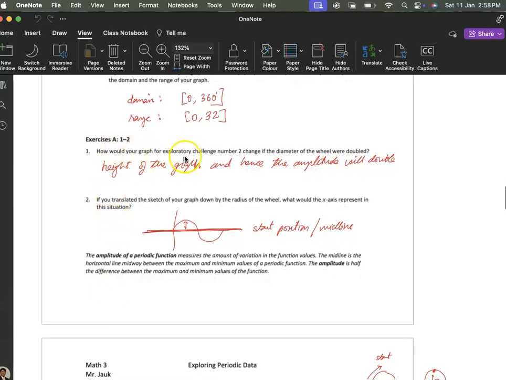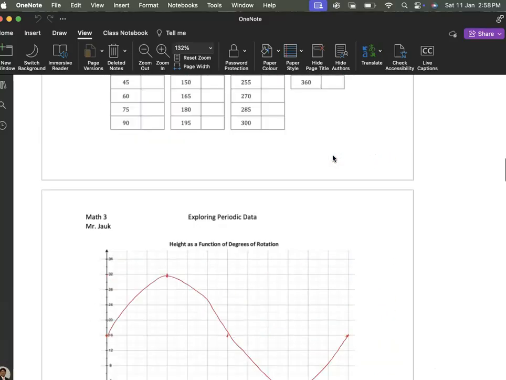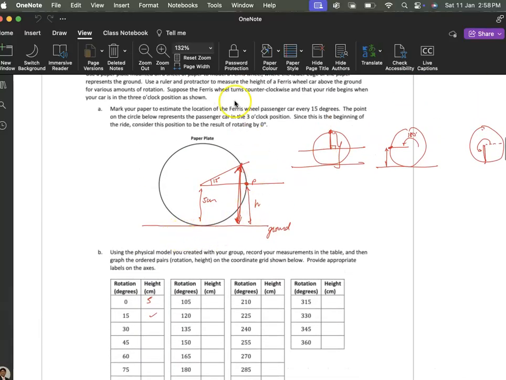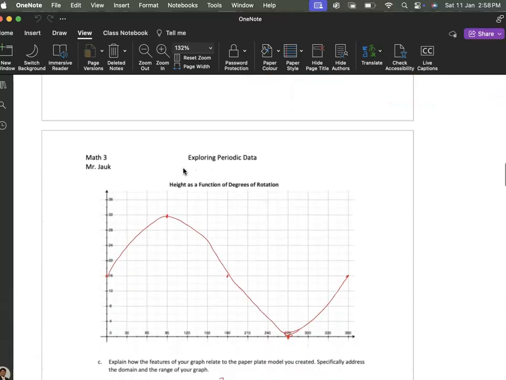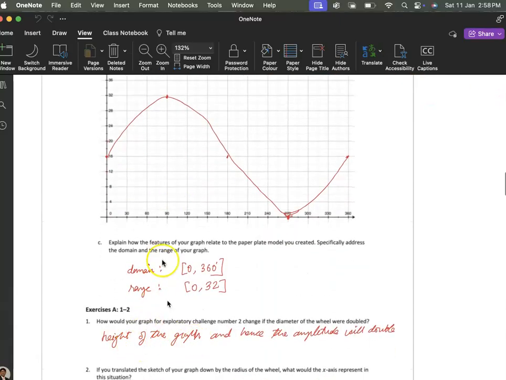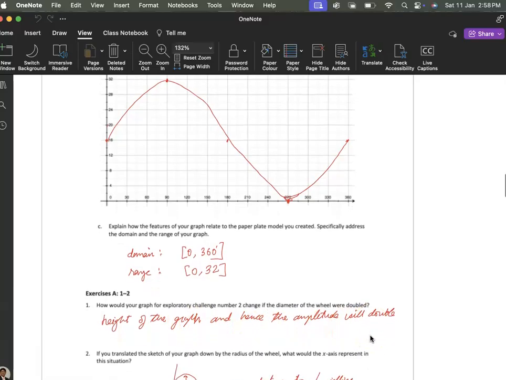How would your graph for exploratory challenge 2 change if the diameter of the wheel was doubled? So if the diameter of the wheel was doubled, diameter affects the radius, right? Yeah, radius. So when you double the diameter, radius will also double. Right. So that means you will reach double the height. So the amplitude will increase. The whole range will increase. Yeah. So the height of the graph will increase and hence the amplitude will double. The range will double. Okay.